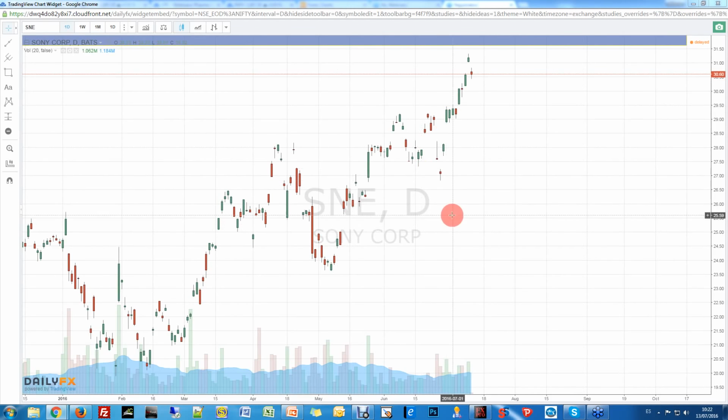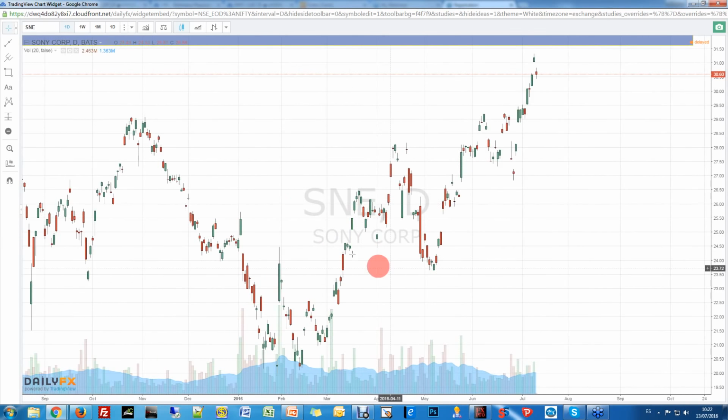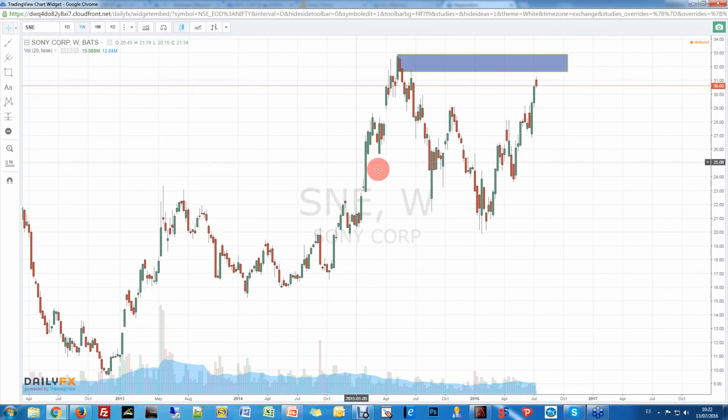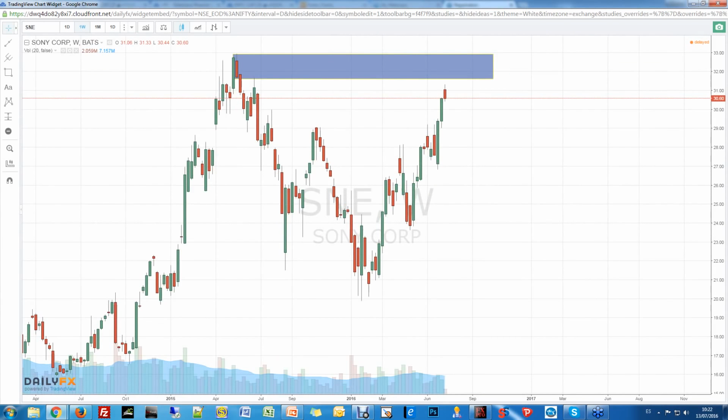But on the daily, it's very tricky because look at that. I mean, it's crazy. So these instruments should be traded on weekly imbalances, really.